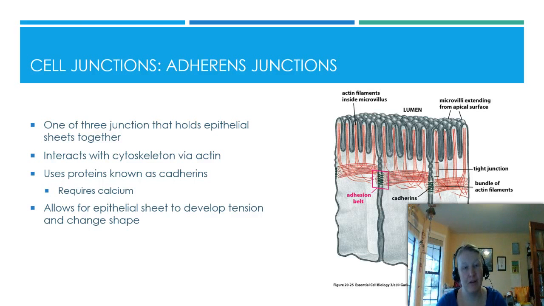And actually cadherins are used in the other two types of structural junctions we're going to talk about. The big thing about adherens junctions is it allows the epithelial sheet to develop tension and change shape. So if we want, like in embryonic development, things like that, that allows for the shape to be different than just a flat sheet.